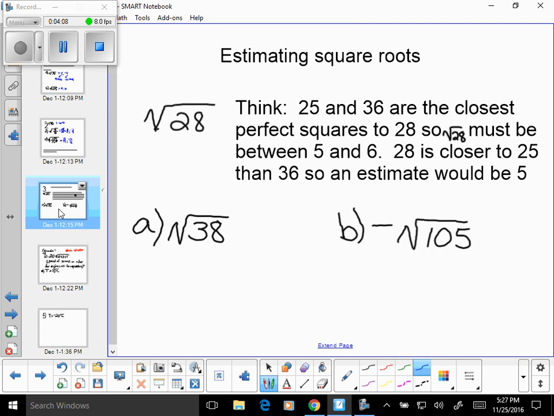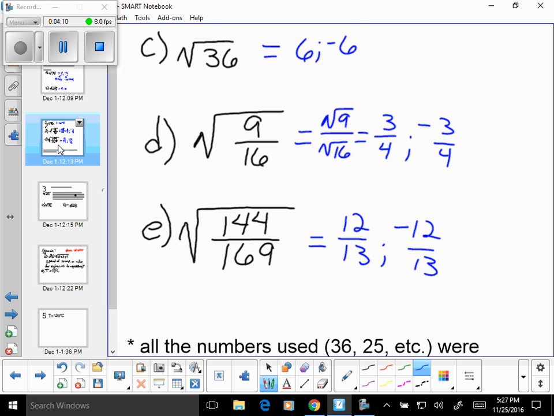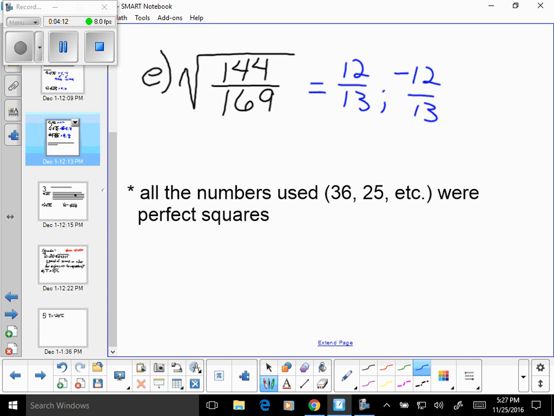Sometimes though, oh, I forgot to go over this. Okay, all the numbers that we've used here, the 36, the 25, the 9, the 144, the 169, etc., are what we call perfect squares. So some numbers are perfect squares because their square roots are integers.